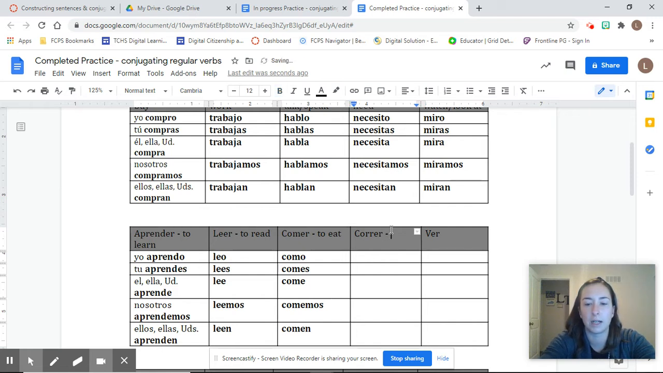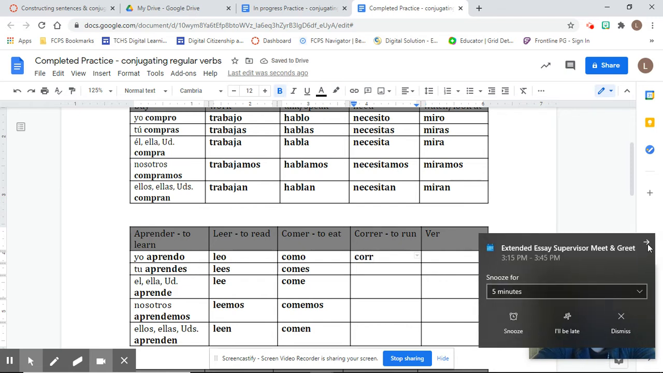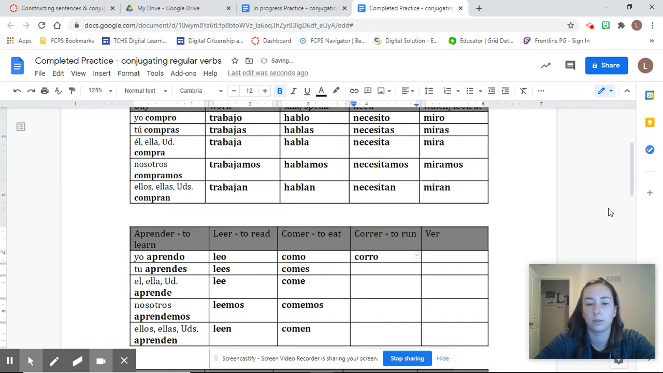Correr means to run. You have two R's here, so you just take the ER off and you're left with CORR. Yo ending is O. Yo corro. Tú corres. Ella, usted corre. Nosotros corremos. Ellos, ustedes corren. So two R's, and then you just add the OS, AMOS.